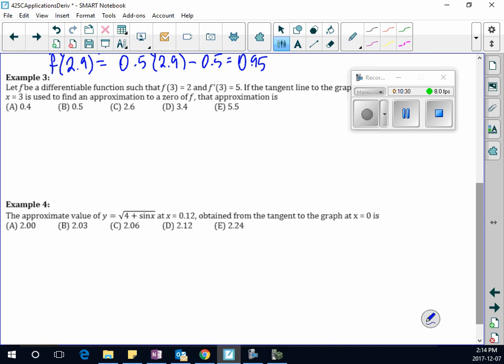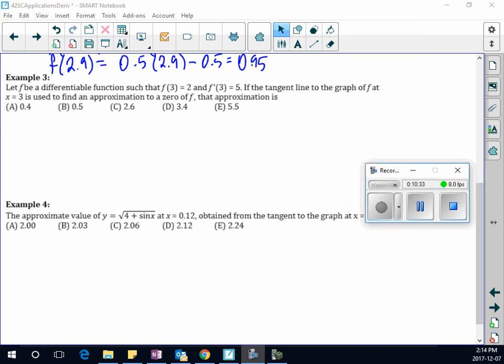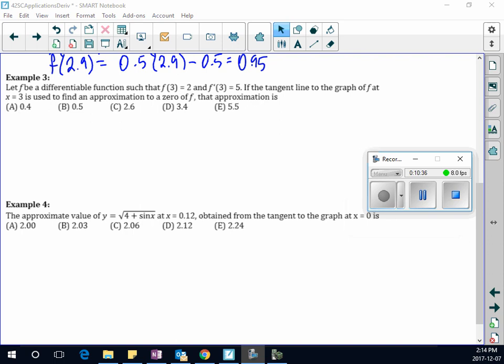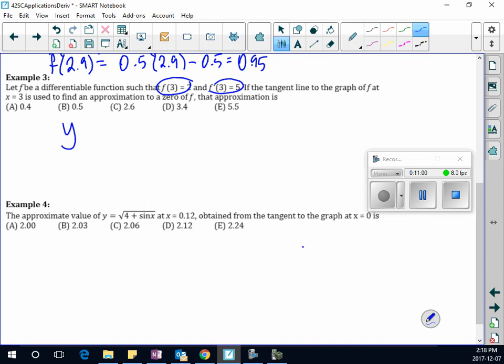Here is an actual question from an AP exam. Let f be a differentiable function such that f of 3 is 2 and f prime of 3 is 5. If the tangent line to the graph at x equals 3 is used to find an approximation to a zero of f, that approximation is blank. So I'll give you a second to figure it out. Okay, so here's my point, here's my slope. So y minus 2 equals 5 times x minus 3. y equals 5x minus 15 plus 2, so that would be minus 13, yes?